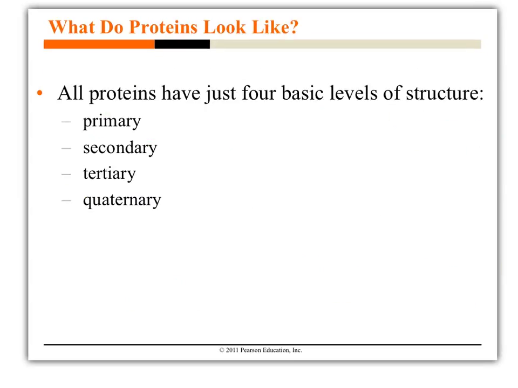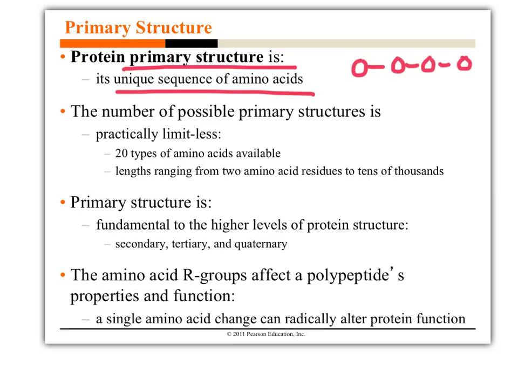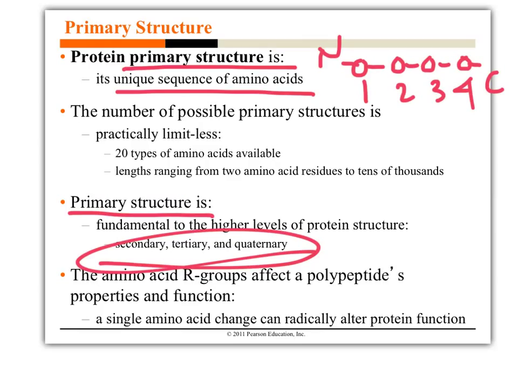Okay, four levels of structure. We need to understand these, how they form, what causes them, and why it's important. Primary structure is this sequence, right? Which amino acid is linked in what order? The N terminus and the C terminus. Number 1, number 2, number 3, number 4. What are those and what order is it in? You must have a primary structure in order to get anything else.